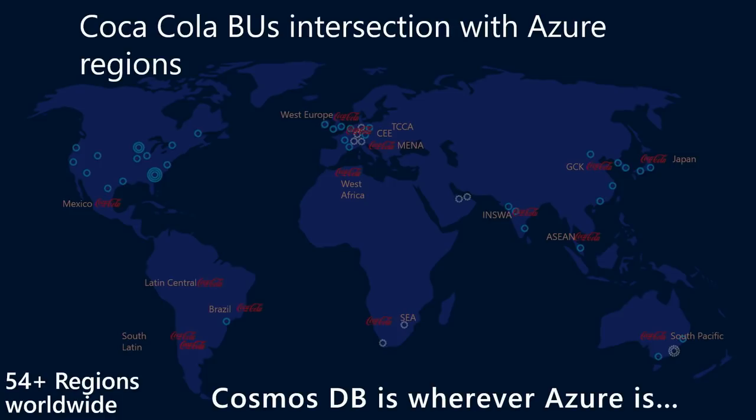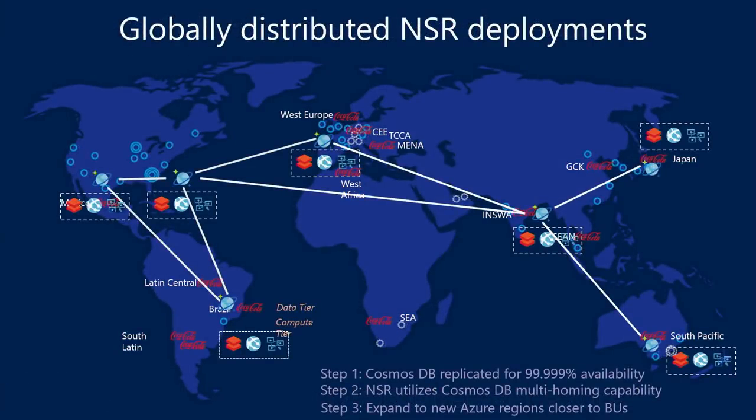So, and the cool thing is Cosmos DB is a ring zero service, which means Cosmos DB is present wherever any Azure region is. So this has helped build a globally distributed NSR deployment, because whatever we saw so far is a single region deployment. This is what happens when you're now deploying an operational platform which is globally distributed.